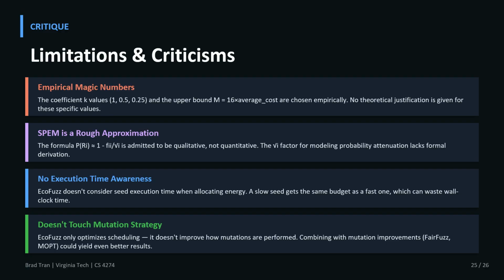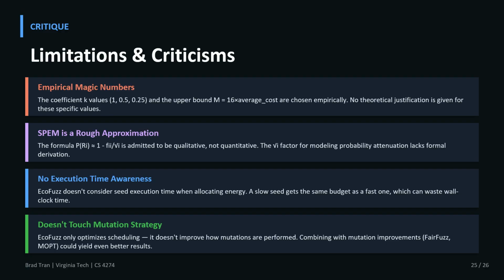Third, EcoFuzz ignores execution time entirely when allocating energy. A seed that takes 10 milliseconds to execute gets the same energy budget as one that takes 10 seconds. In terms of wall clock time, that's a 1,000 to 1 difference. The paper acknowledges this leads to fewer total executions in some benchmarks, though EcoFuzz compensates through better scheduling quality.